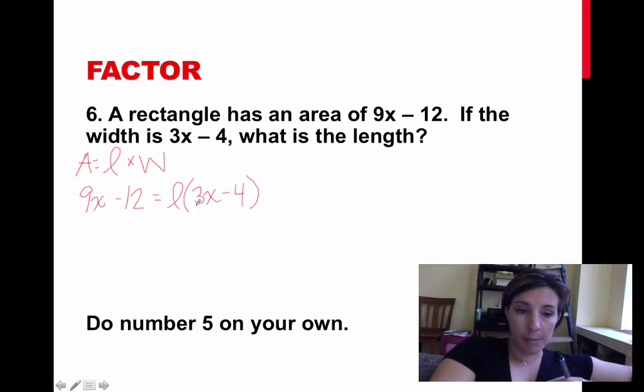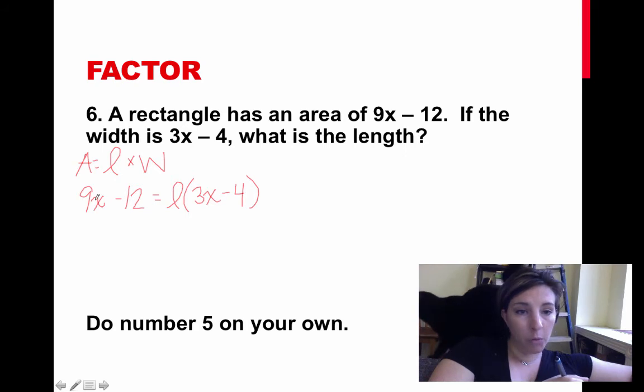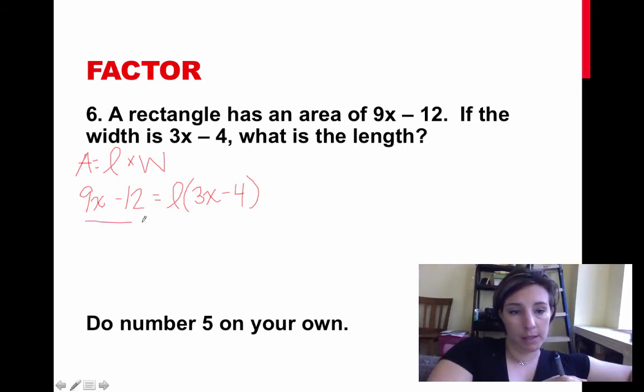So basically, I'm saying that this expression times the length is equal to this expression. So I have to figure out what this length is that's going to give me this expression. So let's look at it. I'm going from a 3x to a 9x. 3 times what equals 9? 3 times 3 equals 9. Let's double check and see if negative 4 times 3 will give me negative 12. And it does. So my length is 3.